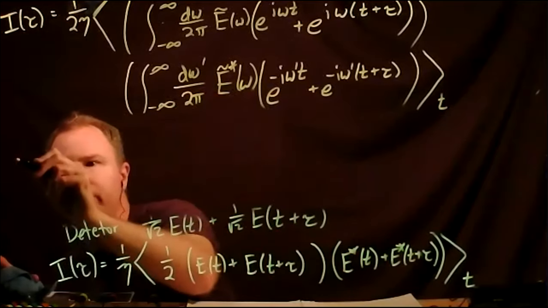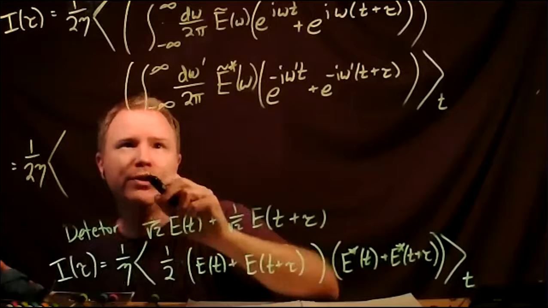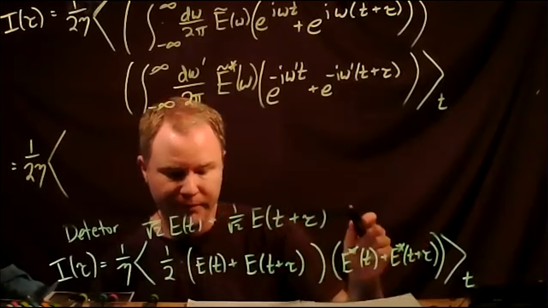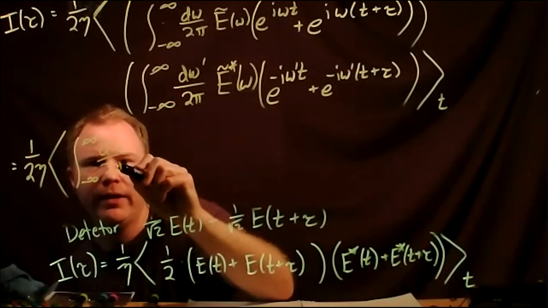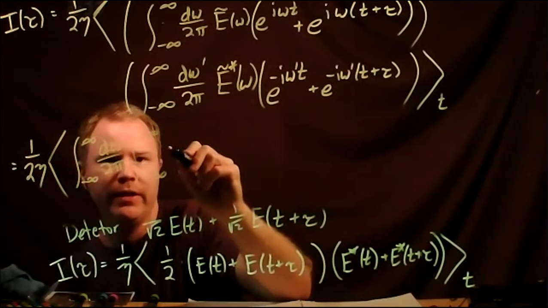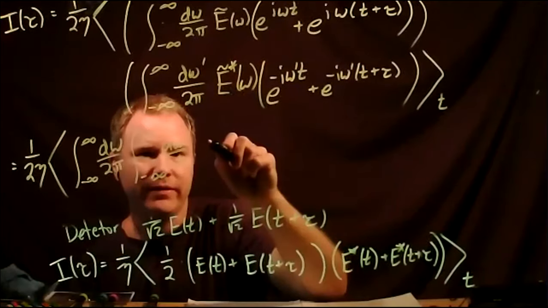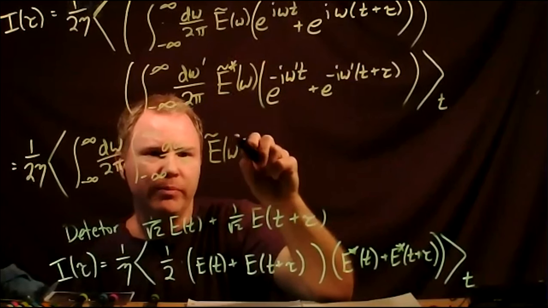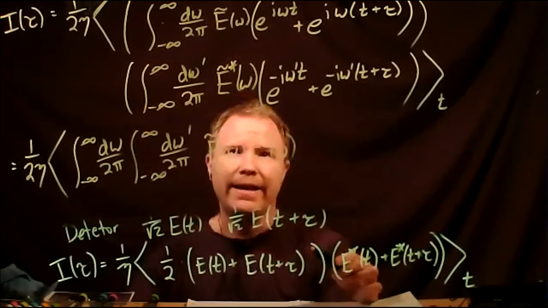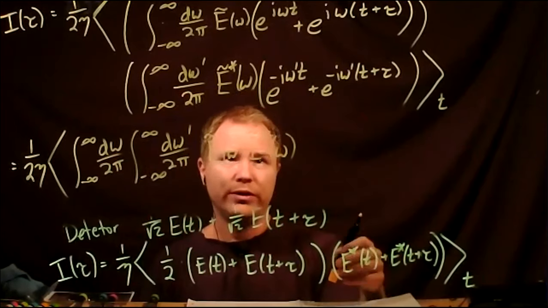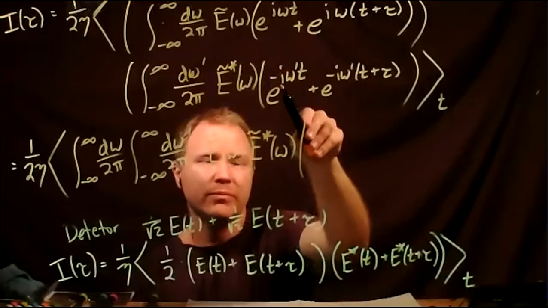All right, so let me leave myself lots of room for this line because I want to combine everything. So 1 over 2 eta, just coming along for the ride here, time average of, let me pull the integrals out. So I have an integral from minus infinity to infinity d omega over 2 pi, integral from minus infinity to infinity d omega prime over 2 pi. Let me write the spectral weights here, e tilde of omega, e tilde star of omega. And now there's four terms here. So all these will be multiplied out.